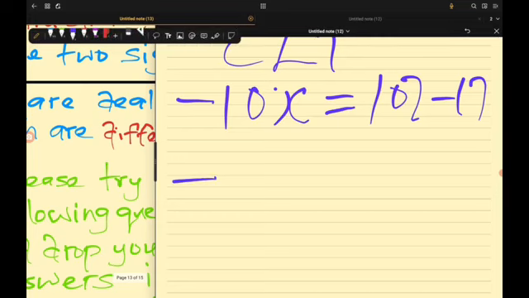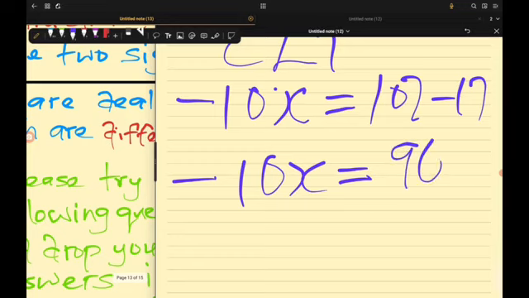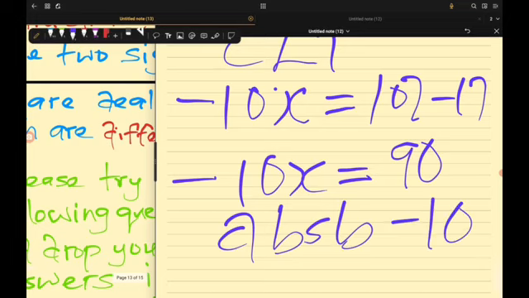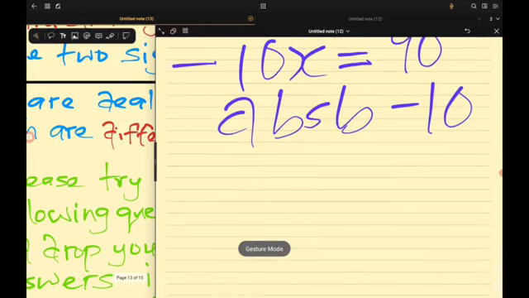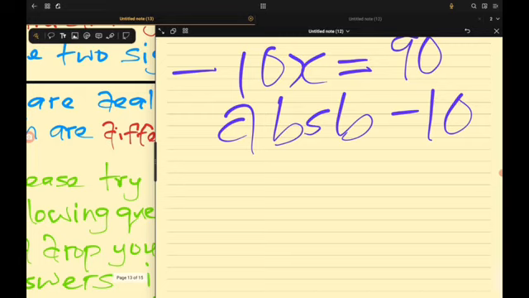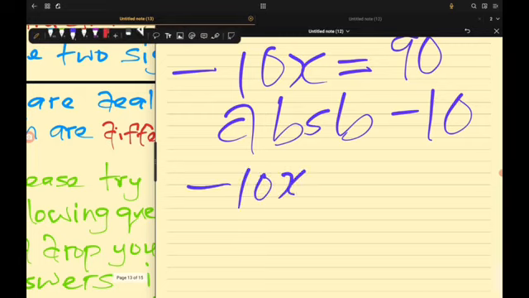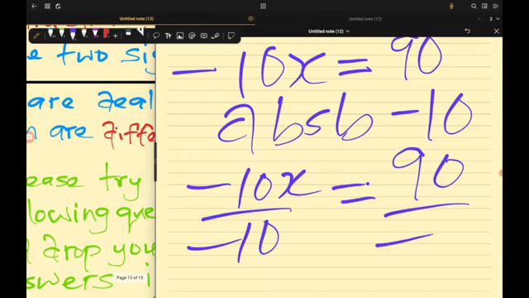minus 10x is equals to 90. So we divide both sides by minus 10, which is the coefficient there. Minus 10x over minus 10 is equals to 90 over minus 10.